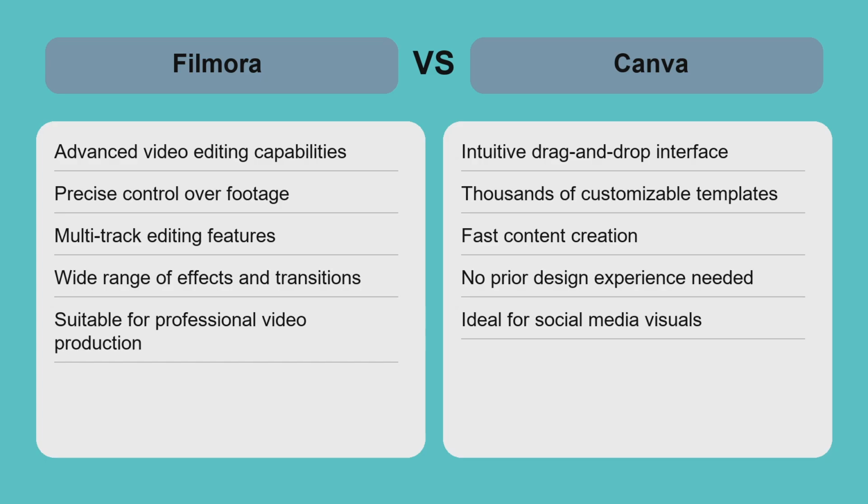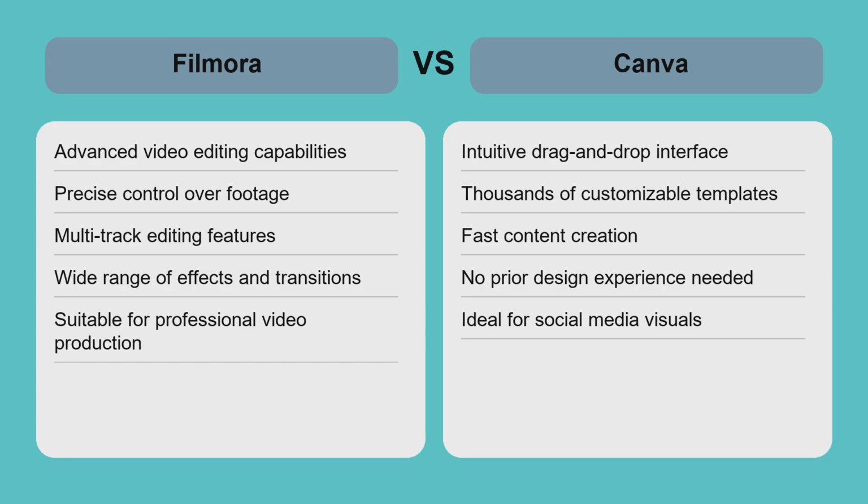If you need professional video editing with effects and transitions, Filmora delivers more depth, but requires more time to learn. Canva is better for rapid content creation with minimal technical skills, though it lacks Filmora's editing power. Choosing between them depends on your focus.